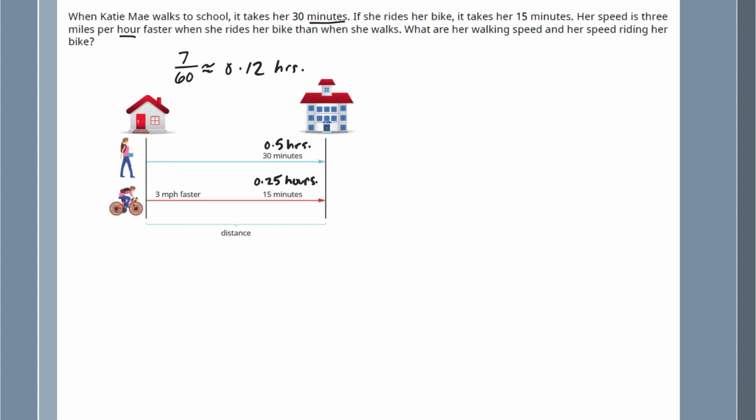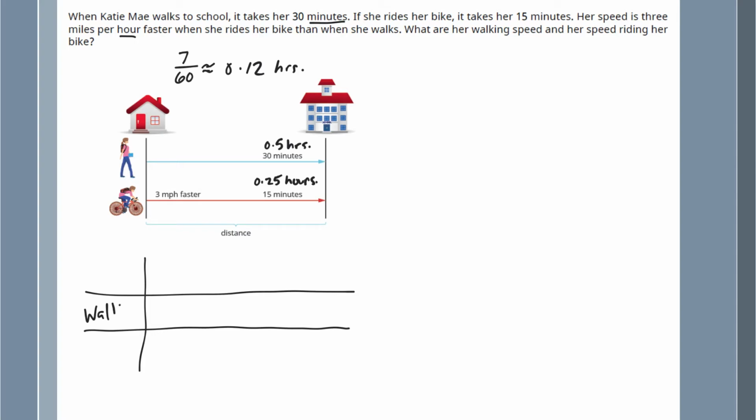Okay, so from here, we need to set up our little chart. I purposefully didn't put the chart in the book here because we're not always going to have that. So sometimes we have to kind of create our own chart. So here's walking. Here's biking. We have 3 things. We've got D. We've got R. We've got T. We know that R times T equals D.